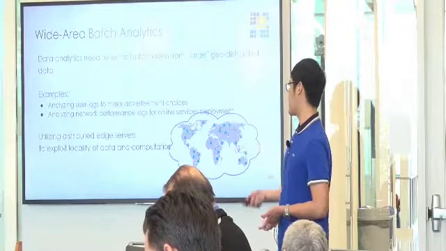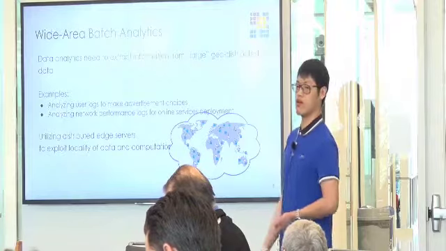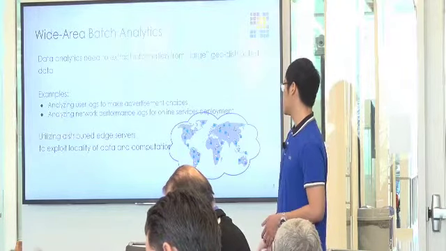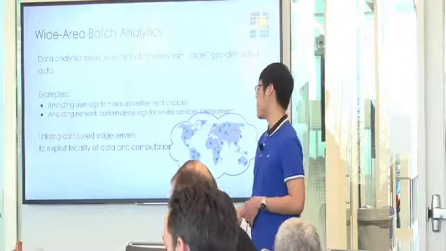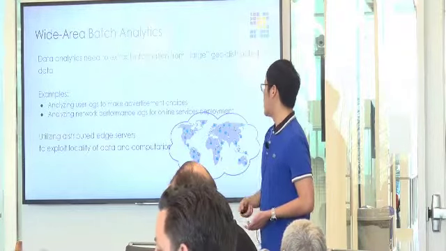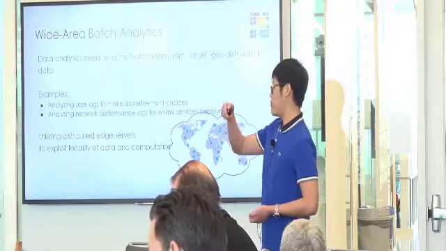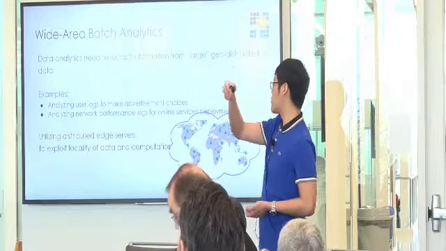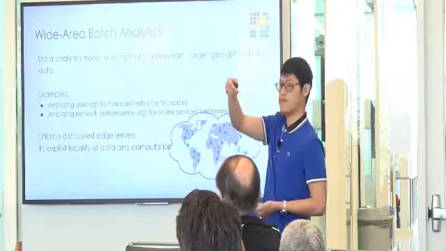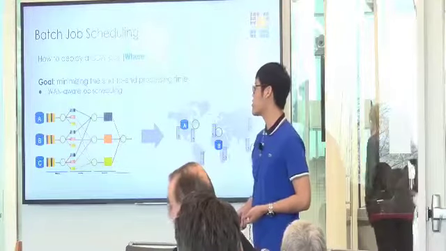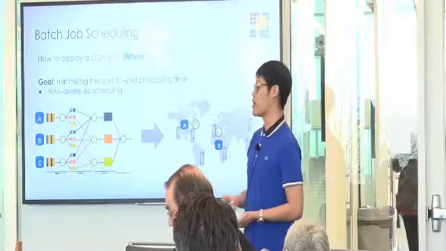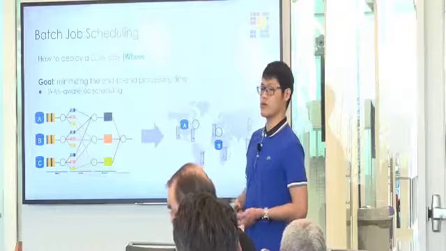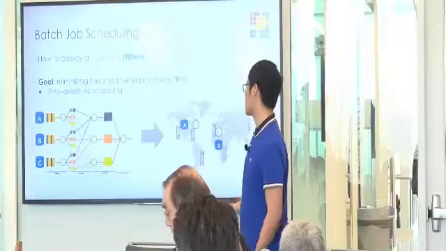An example of this type of analytics is analyzing user logs for advertisement choices. We can do this in a batch on a monthly basis, say. One of the questions that we need to address here is how we can deploy a batch job in a wide area environment. The goal is to do the processing in a timely manner, so the goal is to minimize the end-to-end processing time.